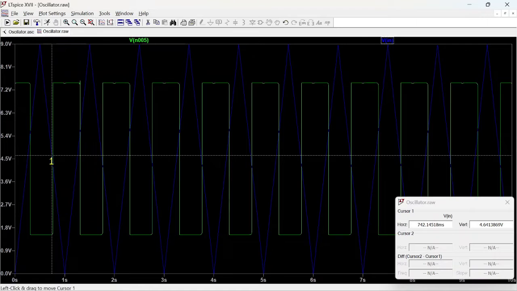So we have this part here where it's stable in between these two. This is where this change is detected. Okay, this is important because then we can use this to create our oscillator.